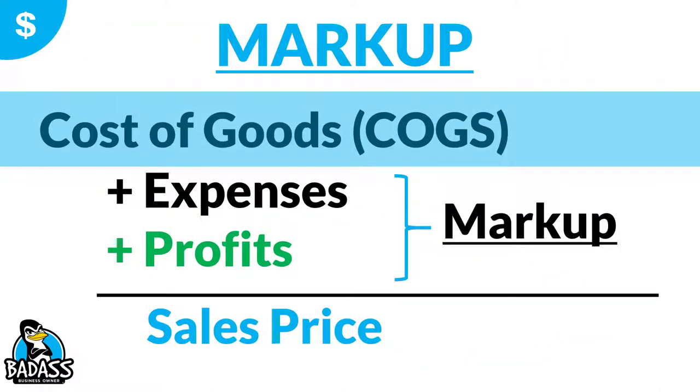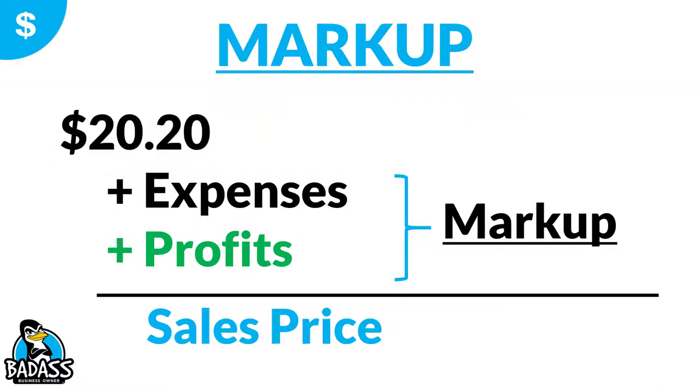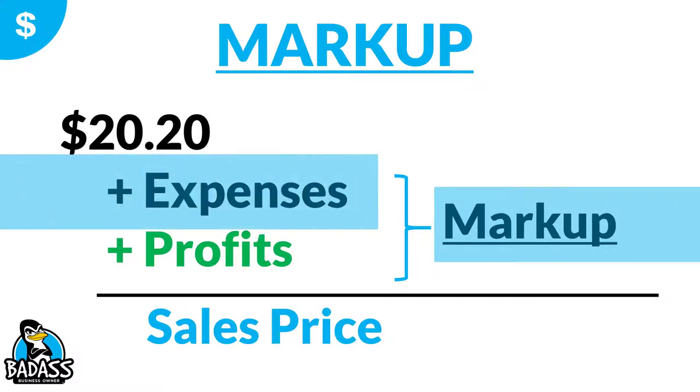We go back to our handy dandy little calculation that we have, and we know the cost of goods now, right? We know it's $20.20. So we plug that into our calculation. Next up, we have to figure out how much are we going to mark this silly birdhouse up for? Well, in order to do that, we start over here with expenses.